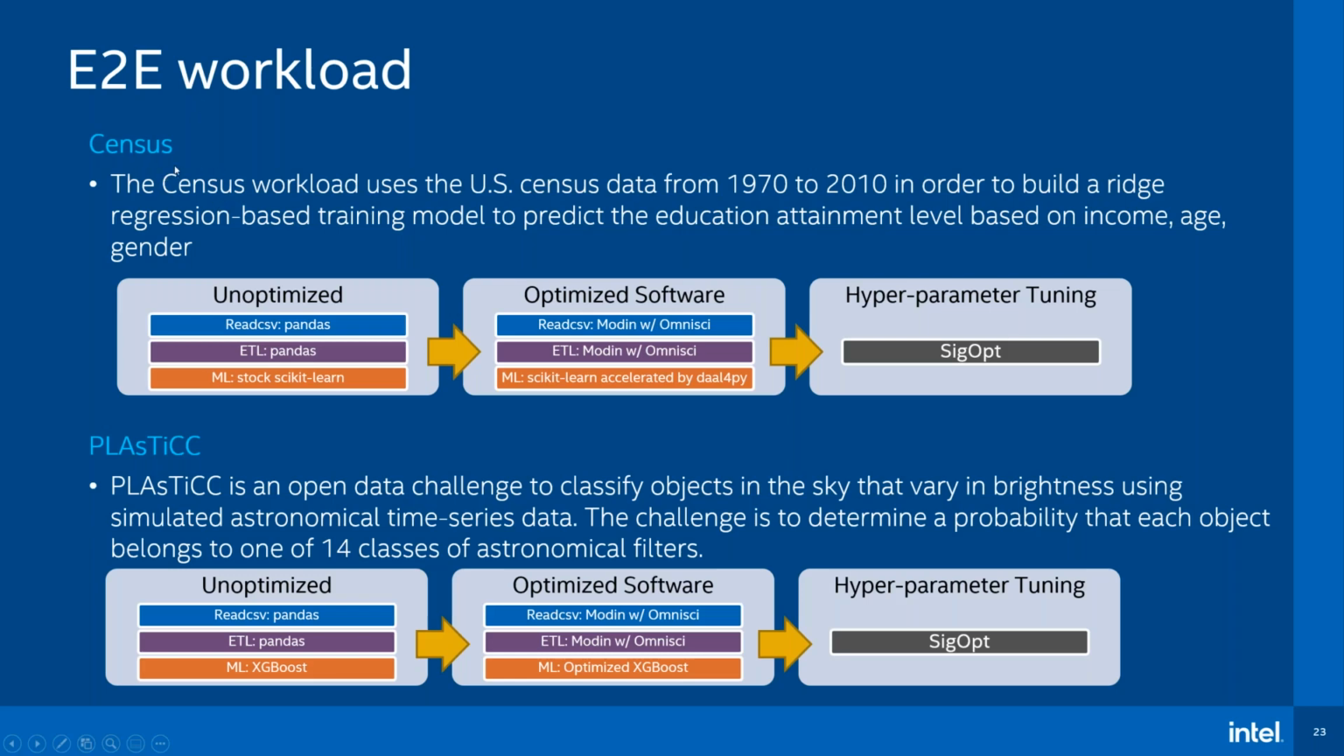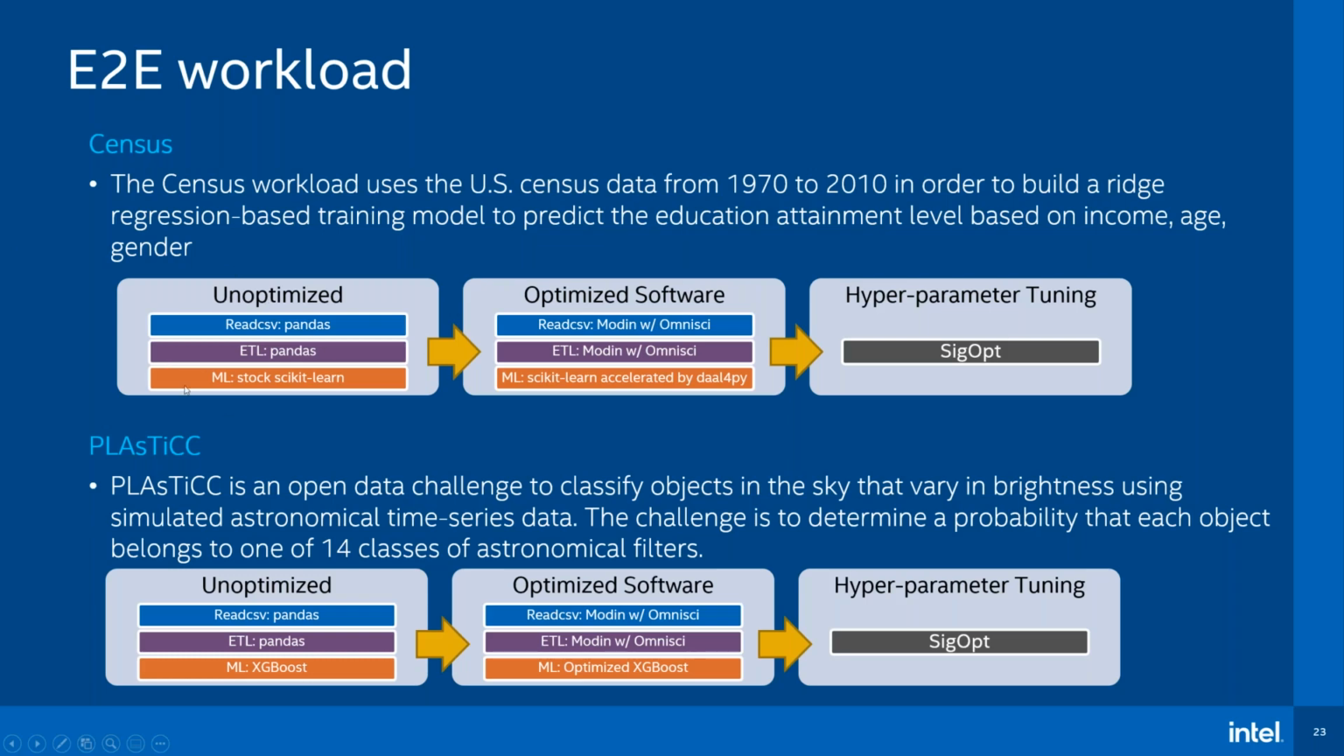The Census workload trains a ridge regression-based model using the US Census data from the years 1970 to 2010. It predicts the education level of people based on their income, age, and gender. I'll go into the flow and components in some detail in the next slide.